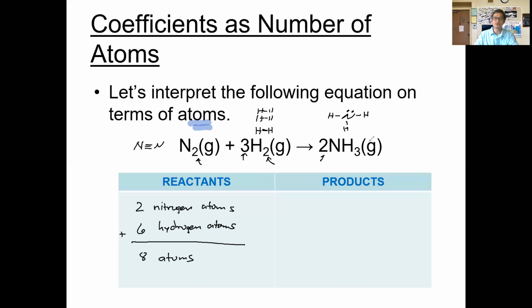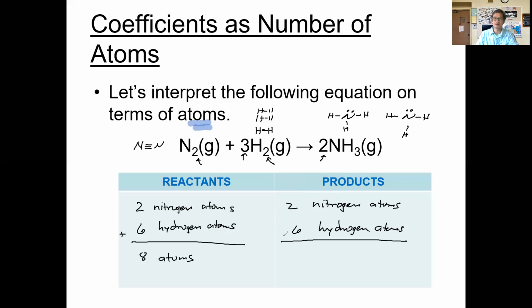This coefficient here tells us that we have 2, that when this reaction runs, we're going to form 2 of these ammonia particles. So in 2 of these, we have a total of 2 nitrogen atoms and 6 hydrogen atoms that form. And again, if we total up everything here, we have 8 total atoms as well.